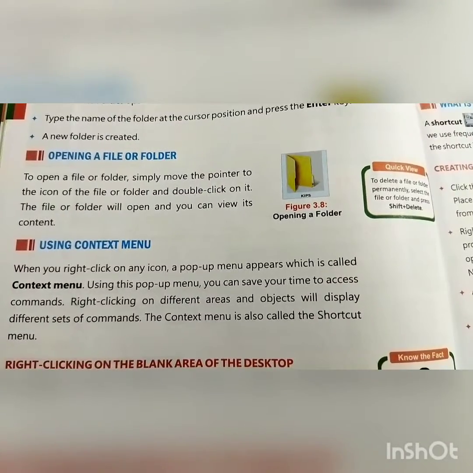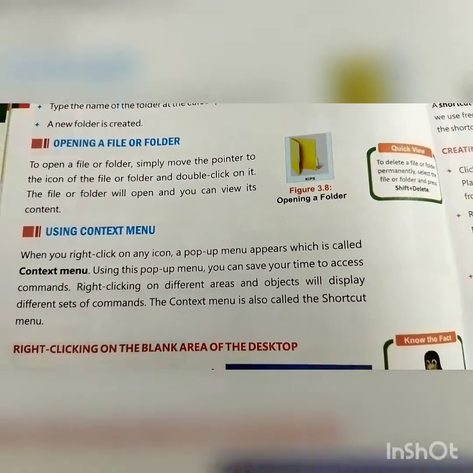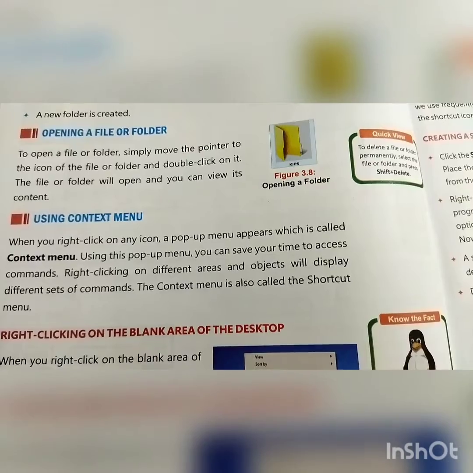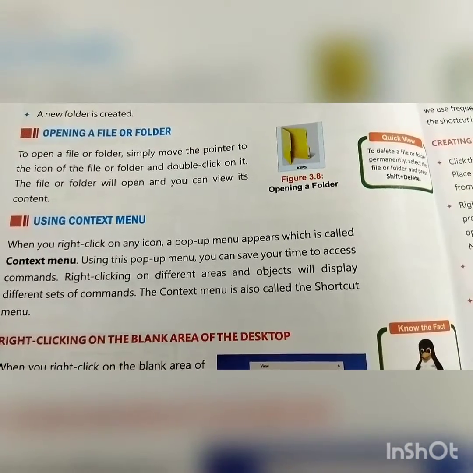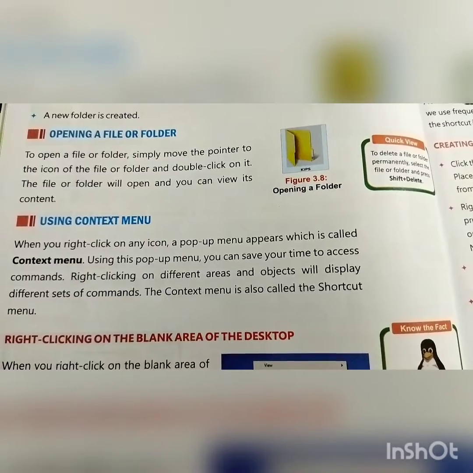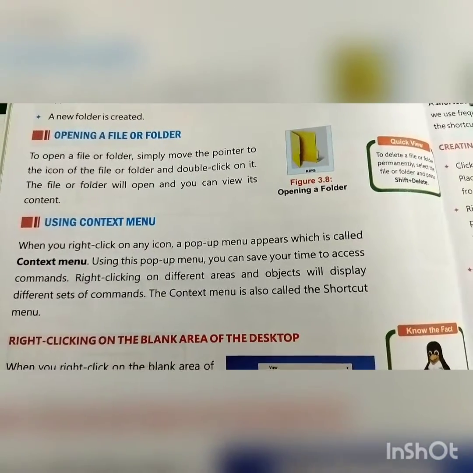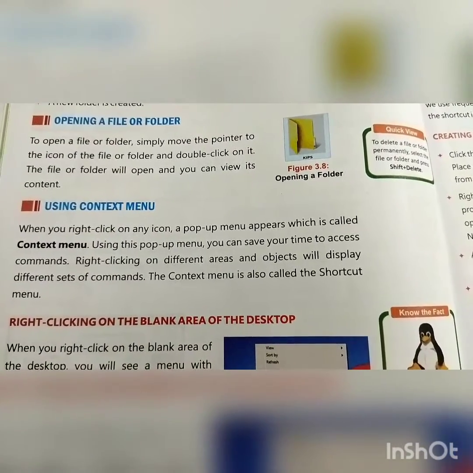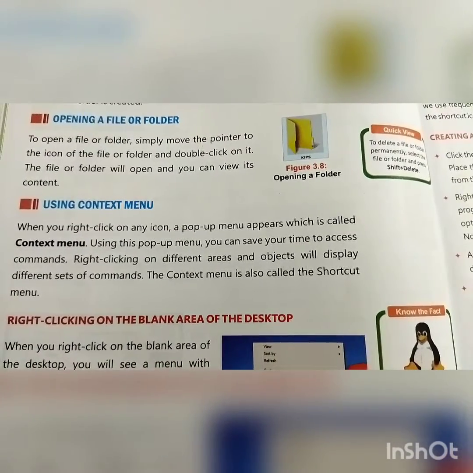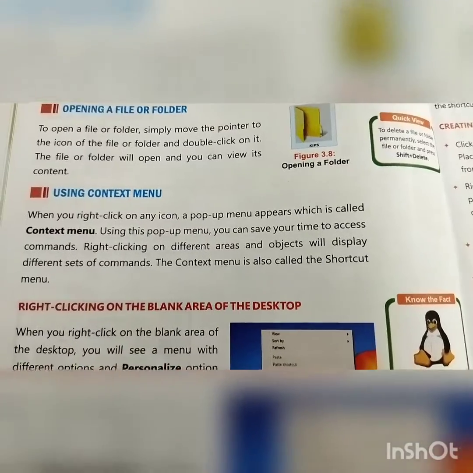Then opening a file or folder using the context menu. So using the context menu, a pop-up menu appears. First of all, you will right click on any icon, then a pop-up menu will appear, which is called a context menu. And using this pop-up menu, you can save your time and access commands, etc.